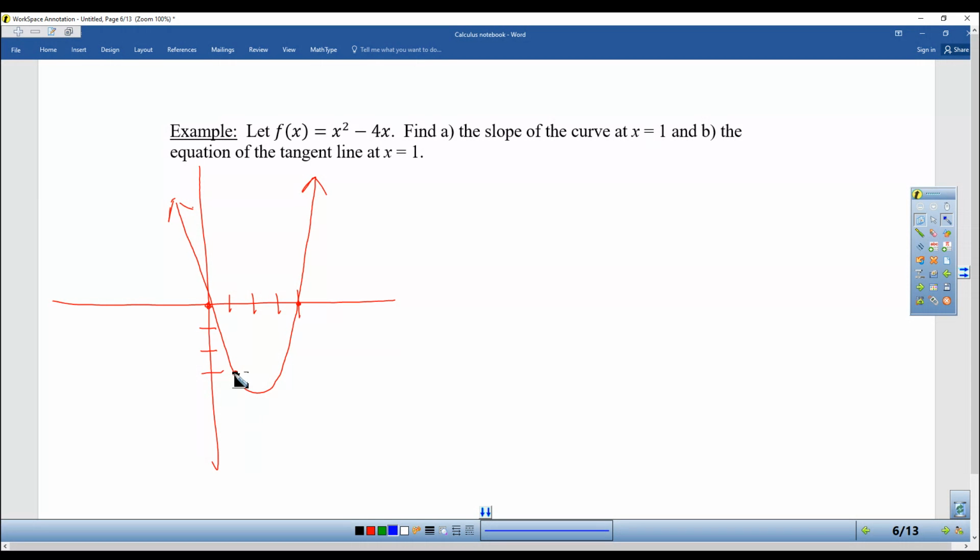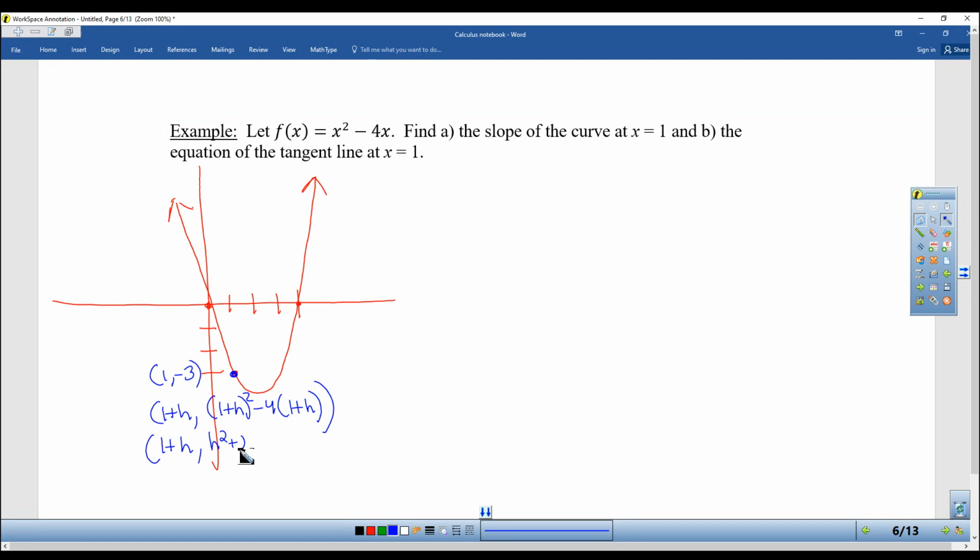All right, so at 1, I want to know the slope right there. I'm going to go a little faster now. What do I need to do this? I need 2 points. This is the point (1, -3). My second point is (1 plus h, (1 plus h) squared minus 4 times (1 plus h)). You have to put the 1 plus h in that equation. I would take the time to simplify it.